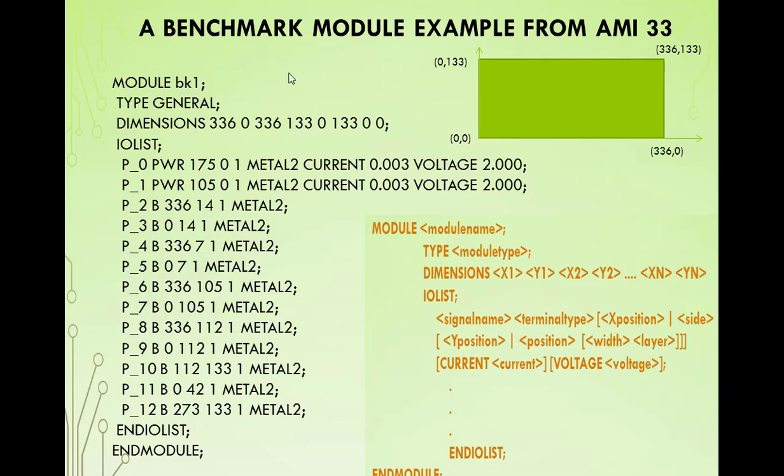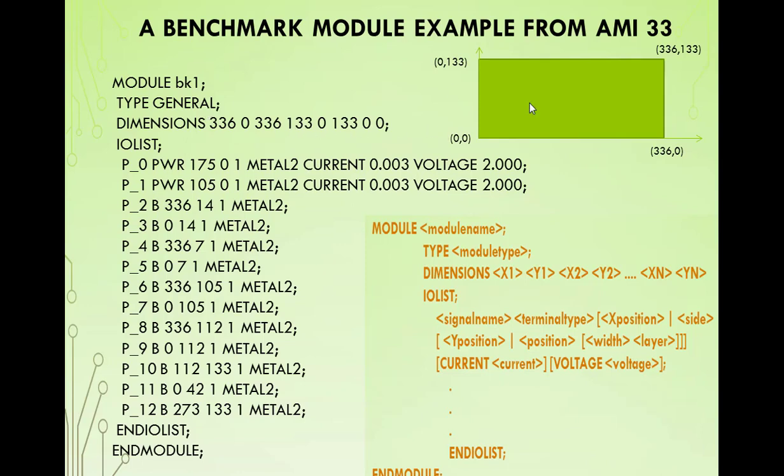The first one is MODULE in capital letters. The next one, the module name, is defined here, and the module name is BK1. The type of this module is GENERAL. The next, dimensions are defined. DIMENSIONS is again in uppercase letters. The dimensions are written as x1, y1, x2, y2 and so on up to xn, yn. These dimensions are written in the counterclockwise direction, and again these dimensions are in microns.